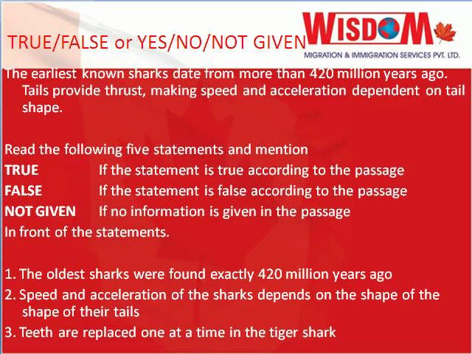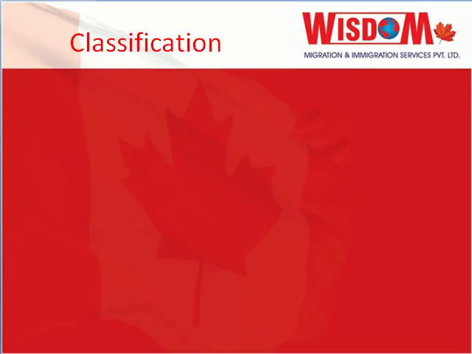Third, teeth are replaced one at a time in the tiger shark. In the text provided, there is no information given about the tiger shark or the rate of replacement of shark teeth. So clearly the third statement is a not given statement. So in your answer box number 3, you have to write not given.